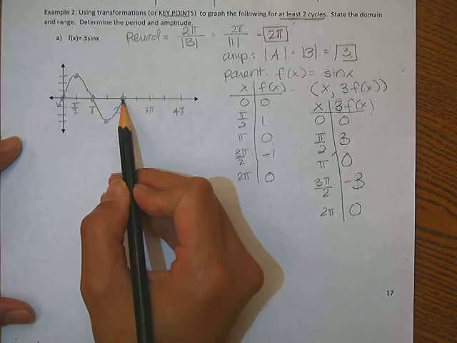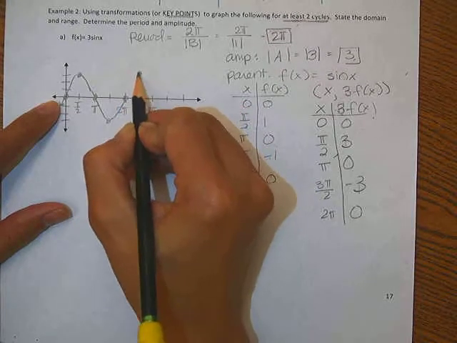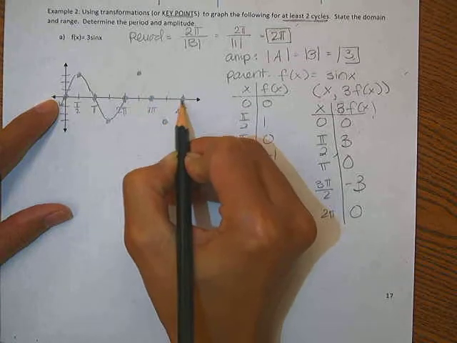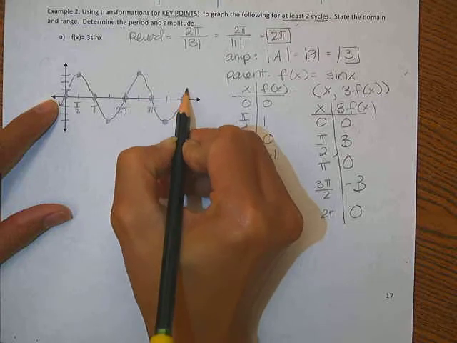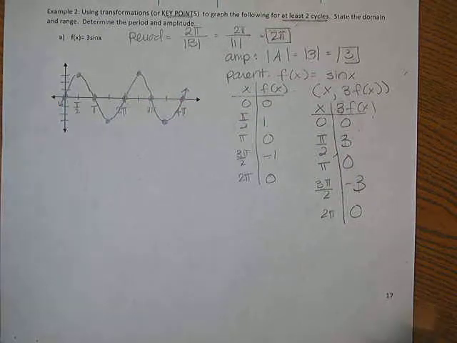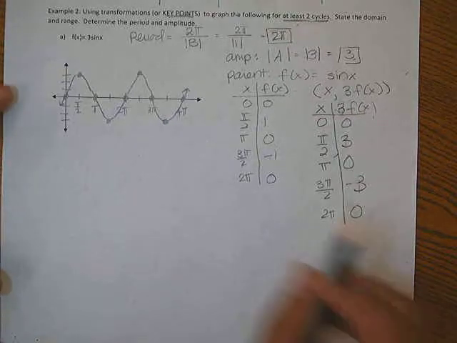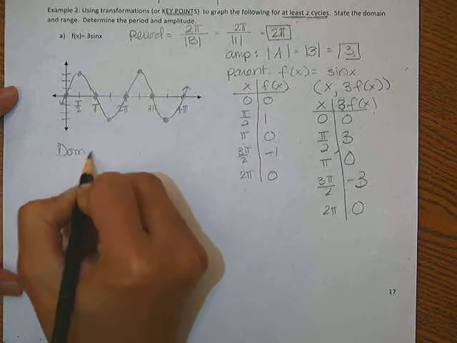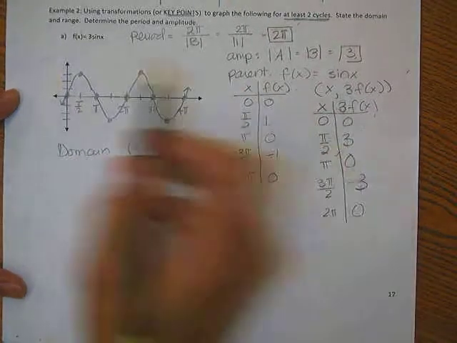So to continue, looks like we're both ending and starting at 0. So the next one's going to go up to 3, back at 0, go down to negative 3, and back at 0. So this is cycle number 2. Okay, put an arrow at the end and the beginning. We are good to go. All right, graph done. State the domain. Domain is going to be from negative infinity to infinity. State the range.